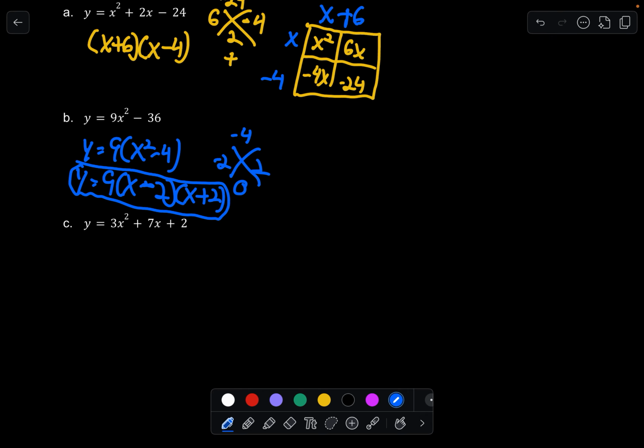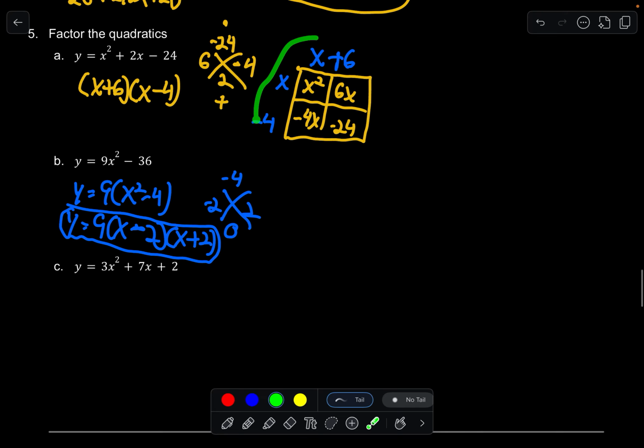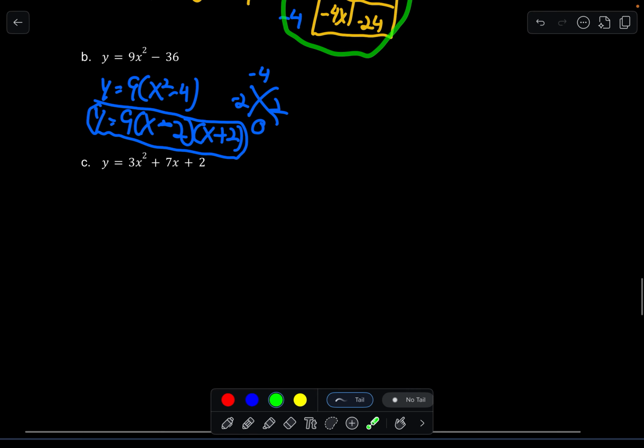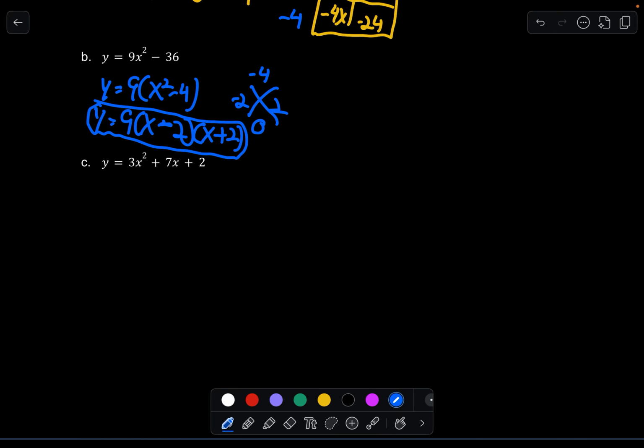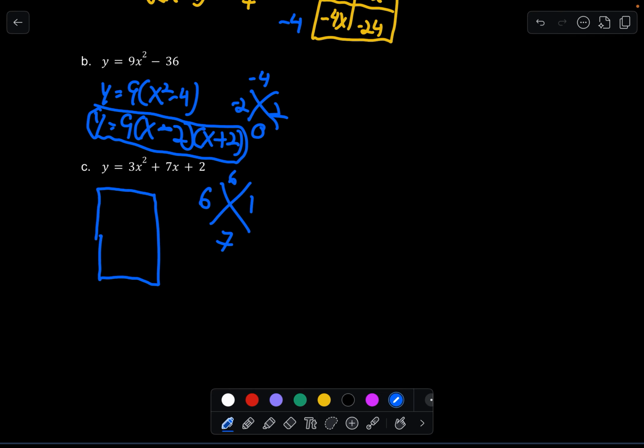Lastly is C, and this is where making this little box up here is what you have to do. Okay, this is where you have to use this. So we're going to do product sums, GCF, there's nothing common, so we're going to multiply 3 times 2 is 6, adds up to 7. So what two numbers multiplied to 6 add to 7? 6 and 1. So then we draw the box. Remember, this is where the box comes in handy. That's a horrible looking box.